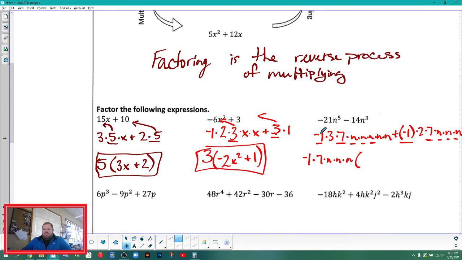And what does that leave me with? If I want to, I can think about crossing those out because I've taken those out of their respective terms and brought them in front of the parentheses. So over here, I'm left with a 3 and 2 n's. Well, that's 3n squared. Over here, I'm just left with a 2.